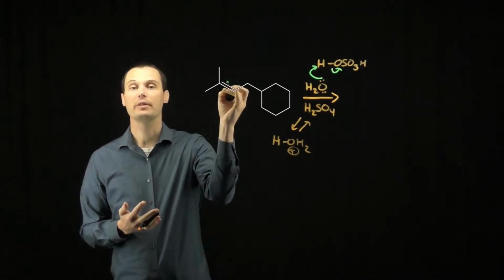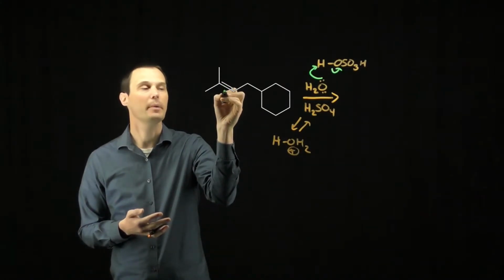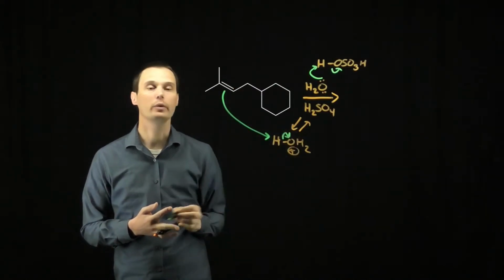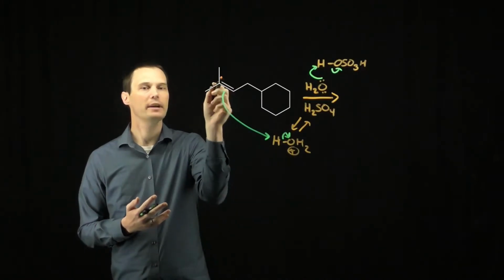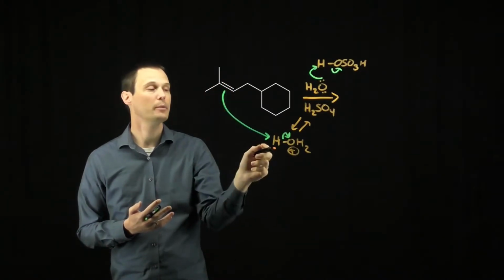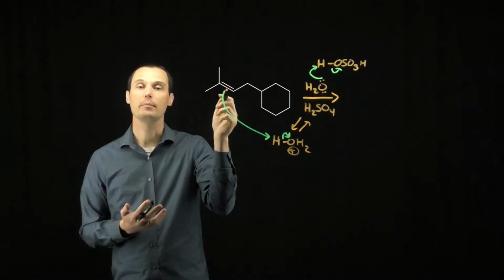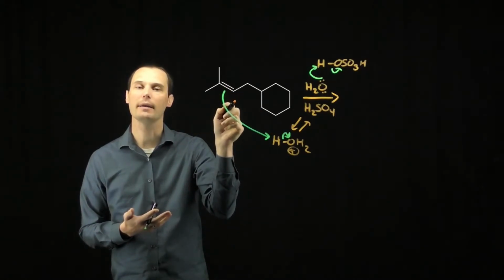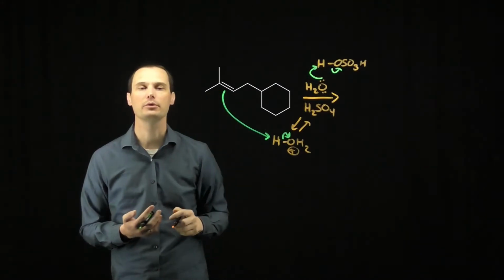H3O+ can then react with the alkene. We'll take some of the electrons in the pi bond of the alkene. We'll protonate the alkene with the H3O+. We'll break this alkene, use these electrons to form a bond with hydrogen. Markovnikov's rule says we'll form the most stable carbocation possible, so we'll form the carbon-hydrogen bond at this position, and the carbocation will go at the most substituted position.